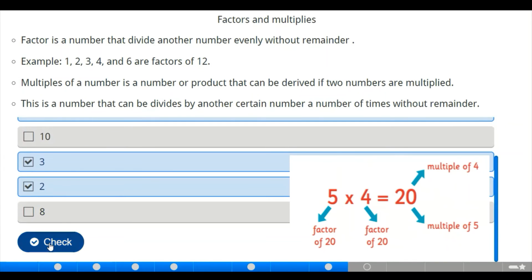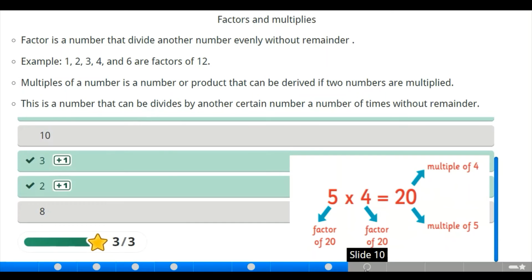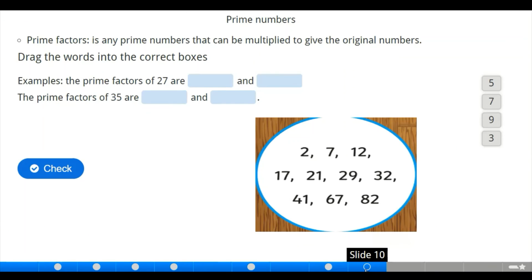Okay, now let's look at the next slide, which is prime factors. As we have said earlier, prime numbers are numbers that can be divided only by one and itself. So what are prime factors? A prime factor is any prime number that can be multiplied to give the original number. When you multiply prime numbers together to give the original number, they refer to that as prime factors.